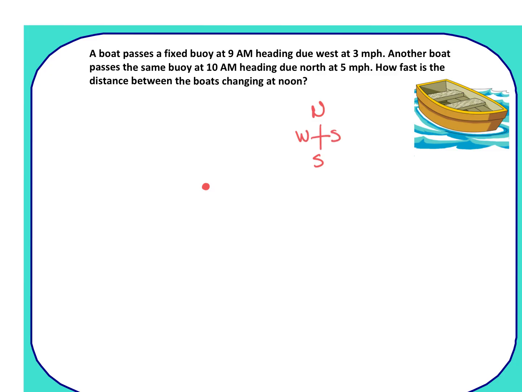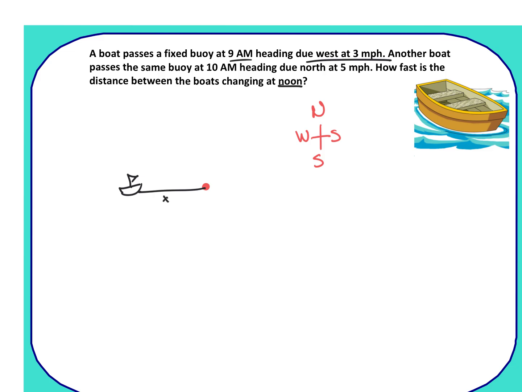All right. Whew, that was a lot. So it passes a fixed buoy at 9 a.m. heading due west at 3 miles per hour. And then we need to figure out what's happening at noon. And so my boat is this way. All right. It's not a sailboat, but I'm just going to put a flag on it just for funsies. And so I'm going to represent that as my x.